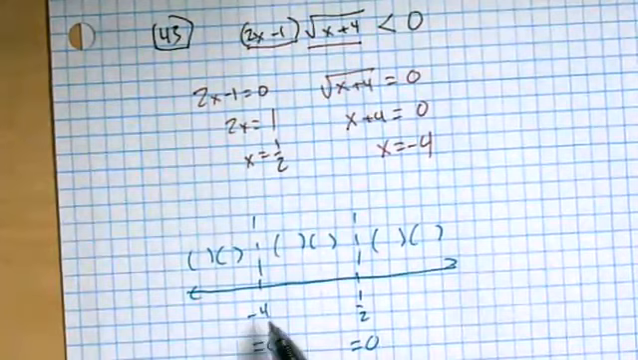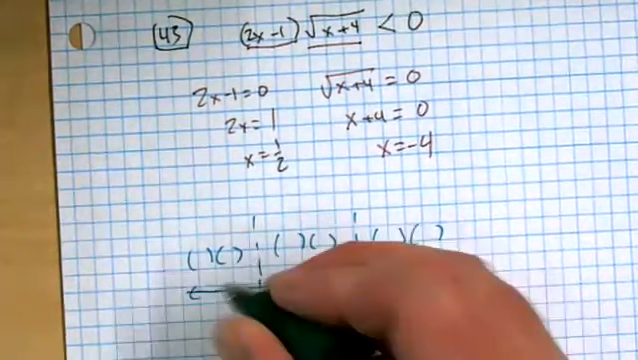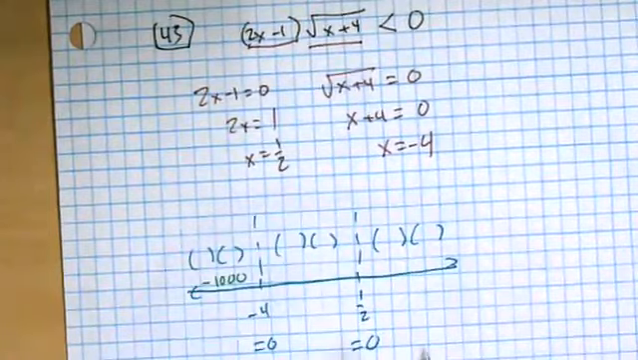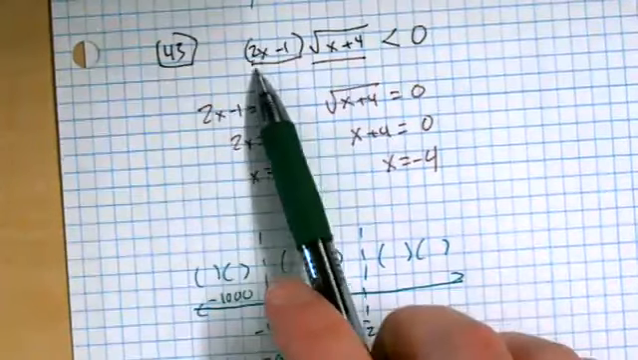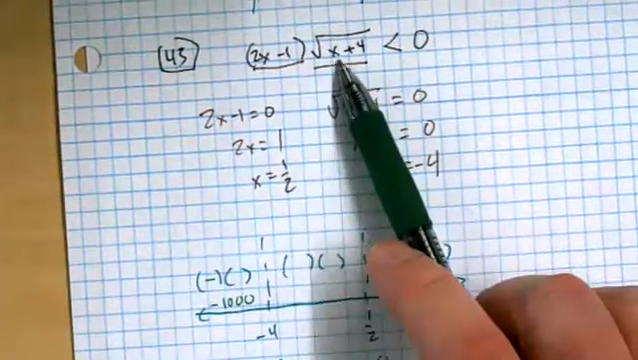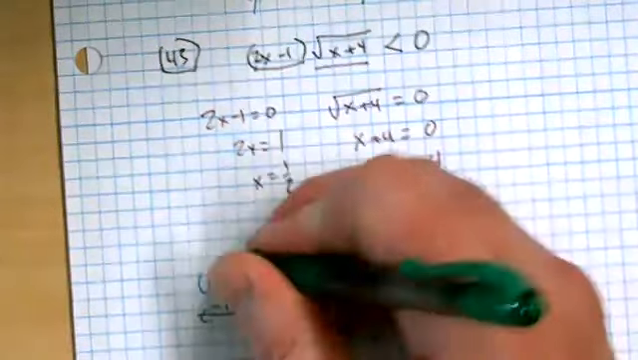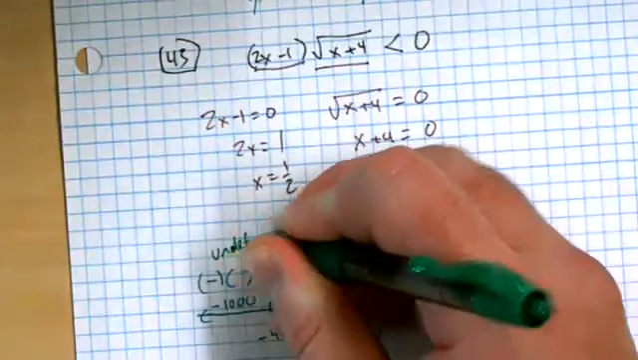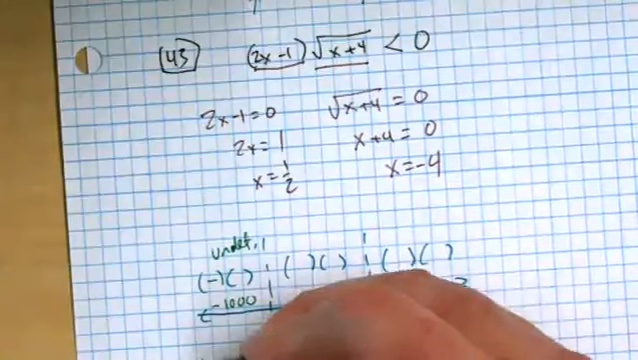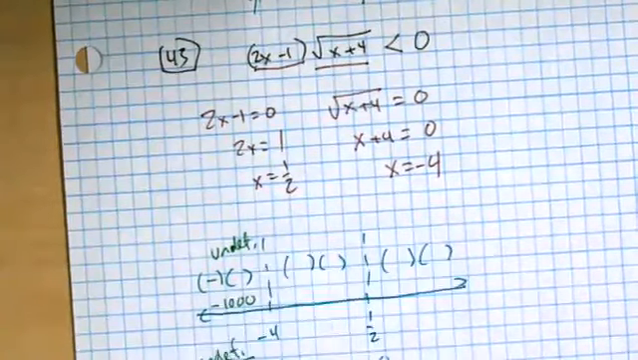Something between negative infinity and -4. How about -1000? Why not? What's that going to give me? If I put -1000 in here, that's definitely negative. And if I put -1000 in here, I'm undefined. A negative number times undefined is still undefined. This whole region is undefined, which means it's never going to be part of any solution.